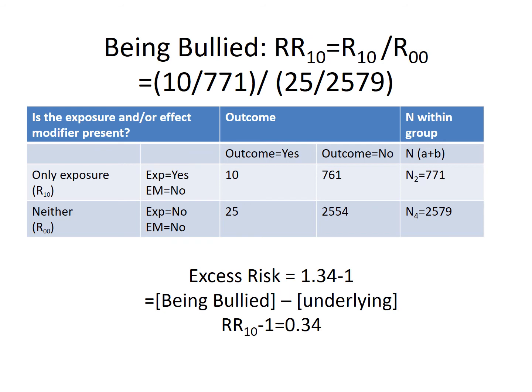And so, as I showed earlier, the numbers come from having only the exposure, that's only being bullied. So these are boys who were bullied compared to boys who were not bullied. And we have a risk ratio in that comparison of 1.34 minus the underlying risk. So it's no longer a risk ratio, but an excess risk. And we have an excess risk of 0.34.